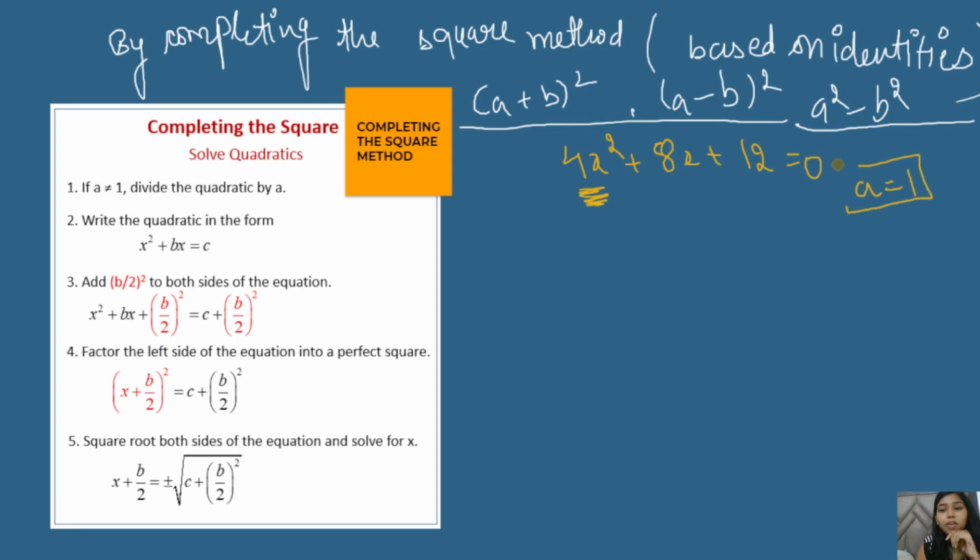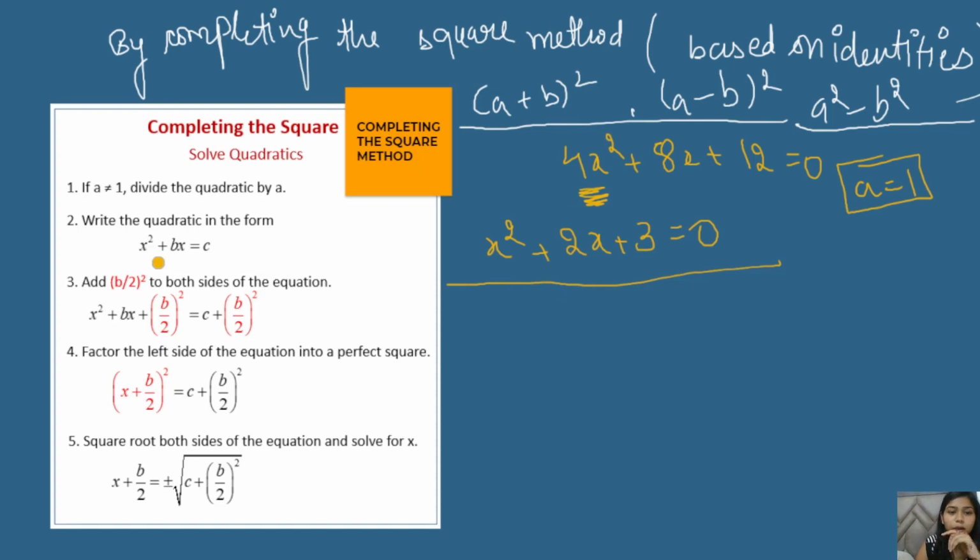Whenever a is given as 2, 3, 4, or anything, you should make it 1. How will you make it 1? By dividing the equation by 4. When you divide the equation by 4, you will get x square plus 2x plus 3 equals 0. Okay, always make it 1. Always make the coefficient of x square 1 for the completing the square method.